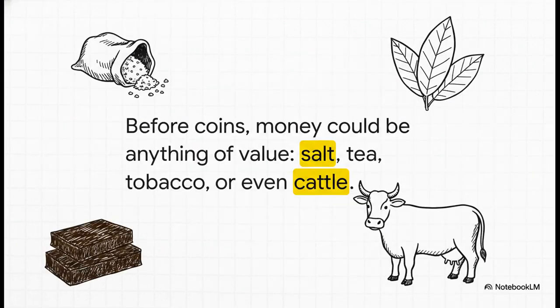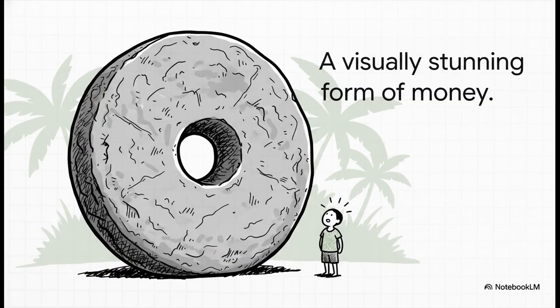Because the very first types of money weren't fancy metals at all. They were just common items, commodities that everyone in a particular society agreed were valuable. For example, in ancient Rome, soldiers were sometimes paid in salt. In fact, that's where we get the word salary. How cool is that? In other places, they used things like tea, tobacco, or even cattle as cash. And some of these early currencies were, well, they were just wild.